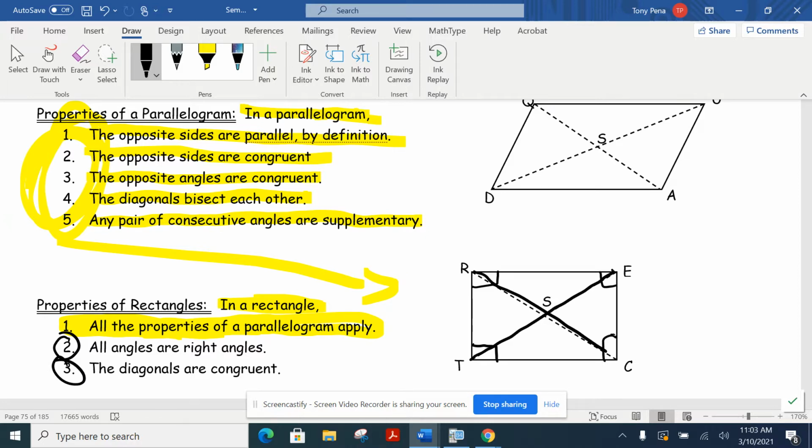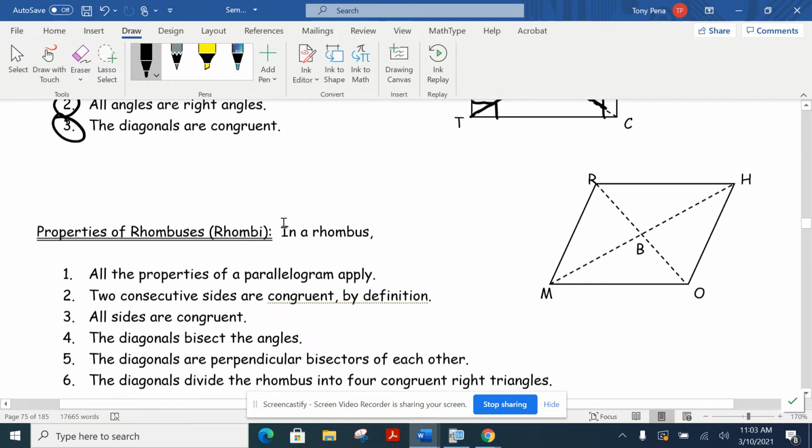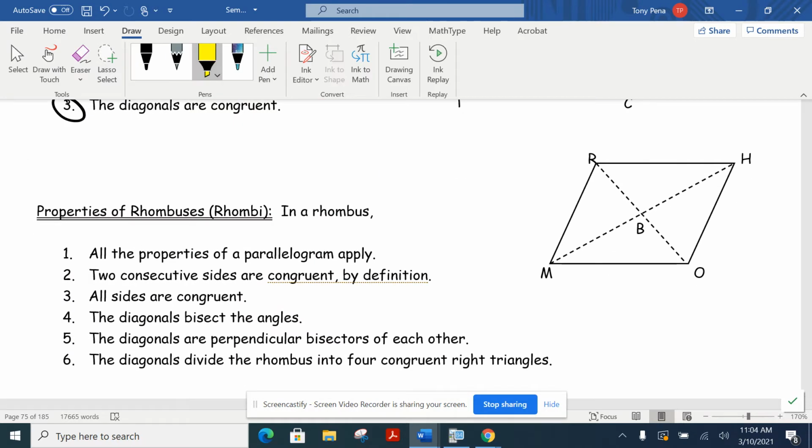All right. When we go to a rhombus, because it lies underneath a parallelogram on our flowchart, all the properties of a parallelogram apply. But now we have to add some. And here are the ones that we're going to be adding. The two pair can actually, in 2 and 3, kind of go hand in hand. If we look at these together, all sides are congruent in a rhombus. So that's why two consecutive sides are congruent. So all sides are congruent.